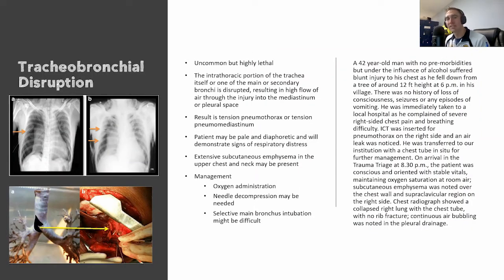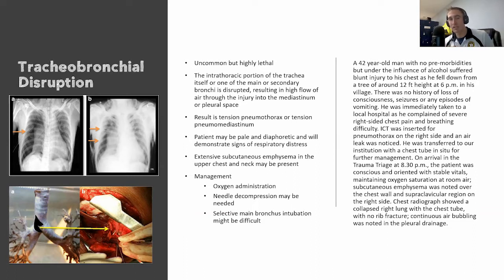Tracheobronchial disruption is uncommon, but it's highly lethal, and it usually results from a tear somewhere around the carina, and you get a massive volume of air leak into the pleural space or the mediastinum. So you can get a tension pneumothorax or pneumomediastinum. And these patients are obviously in severe distress. They're very diaphoretic and they have severe respiratory distress. And you can get massive amounts of subcutaneous emphysema from this.